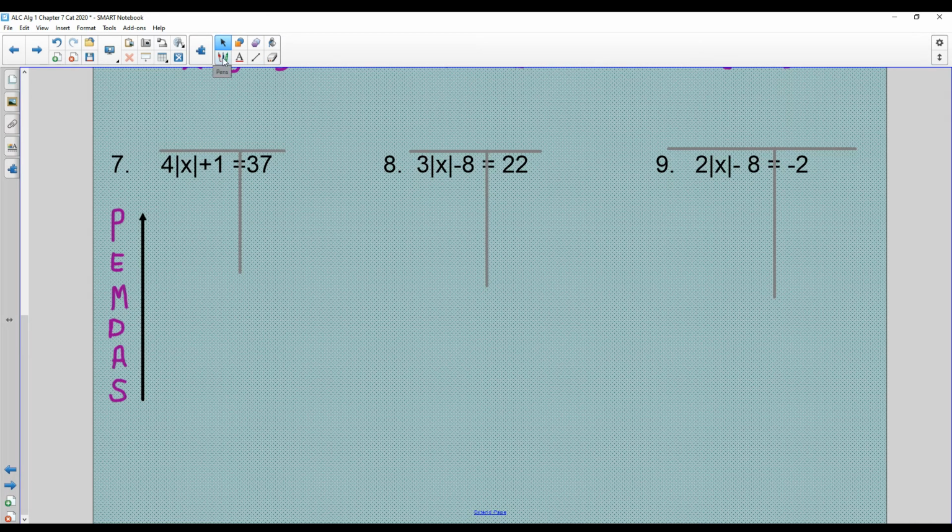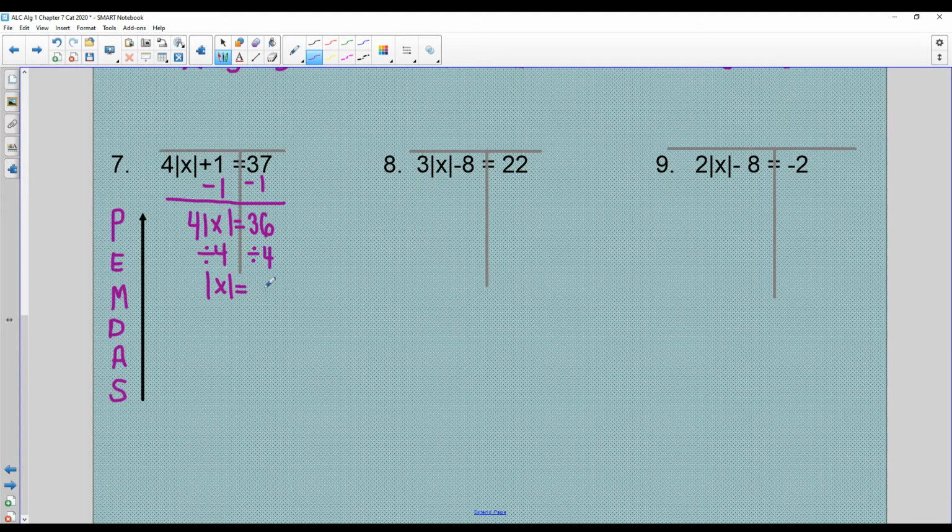So the first thing you do is undo the plus 1. And how do you undo adding 1? You subtract 1. All right. The 4 times the absolute value of x is still here. And what is 37 minus 1? 36. How do you undo multiplying by 4? You divide by 4. What is 36 divided by 4? And your answer is 9.